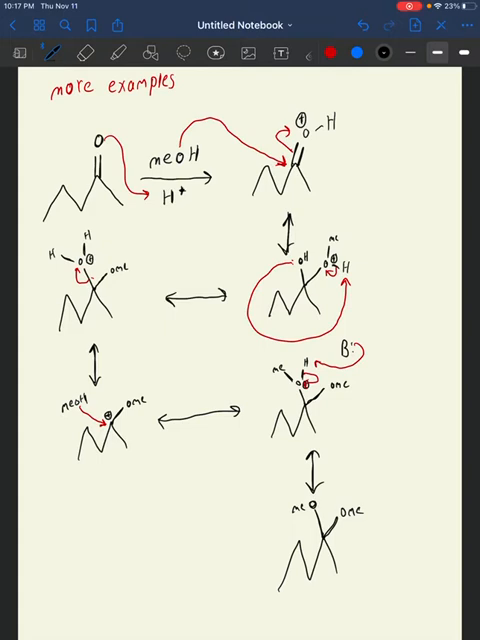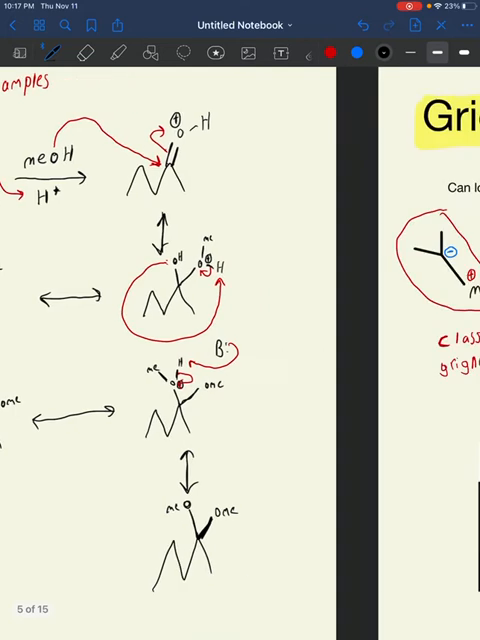This. And that's not a double bond, that is a single bond. A very poorly drawn single bond, but it is a single bond. And that's the mechanism for this.